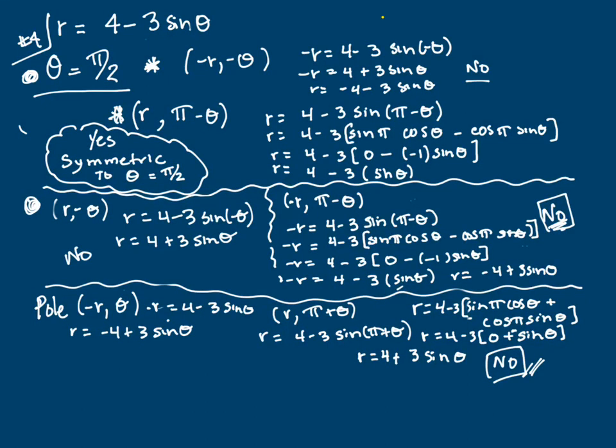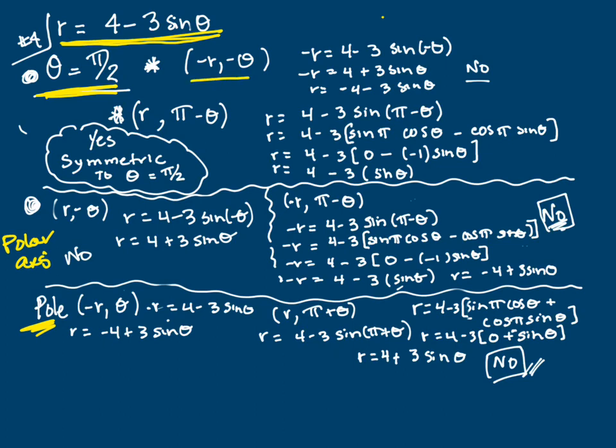Number 4, hopefully you're getting good at this now and you're starting to understand how to check for symmetry. We have 3 checks. You've got to check whether it's symmetric to theta equals pi over 2, you've got to see if it's symmetric to the polar axis, and you've got to see if it's symmetric to the pole. So let's try whether it's symmetric to theta equals pi over 2.